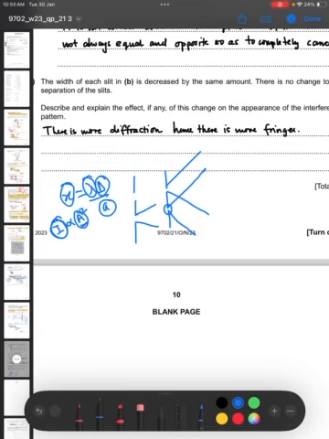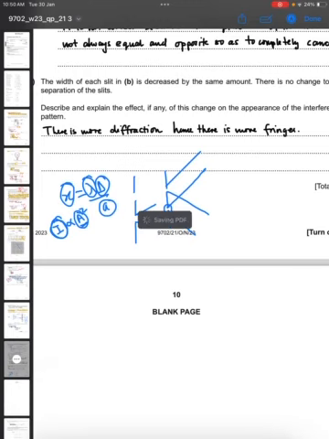So that's why I wrote this answer. There is more diffraction, hence there are more fringes. So more fringes is the effect. Then the explanation is because there is more diffraction.